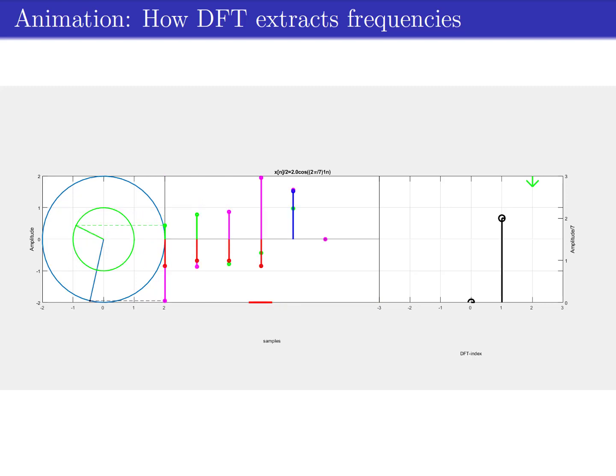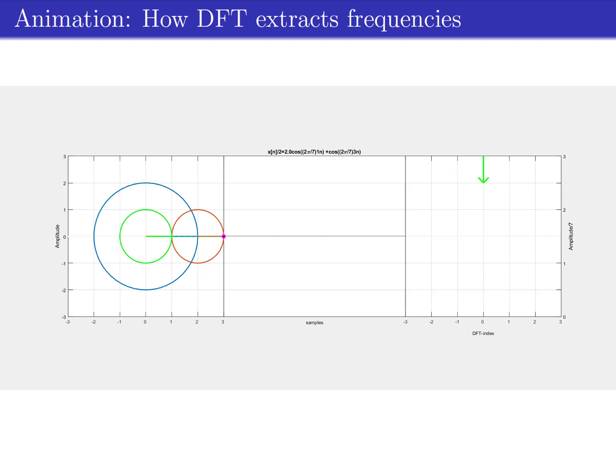The next test frequencies, 2 times 2 pi over 7 and 3 times 2 pi over 7, are not present in xn. Thus the summation of the product results in 0, as can be seen in the frequency plot at the right-hand side of the figure. When testing with negative test frequencies, it's obvious that we obtain similar results.